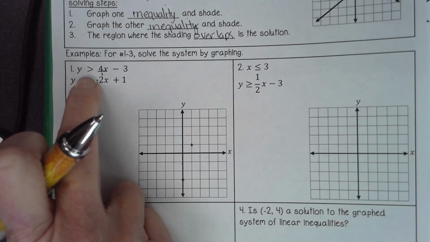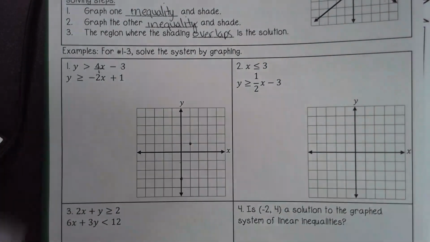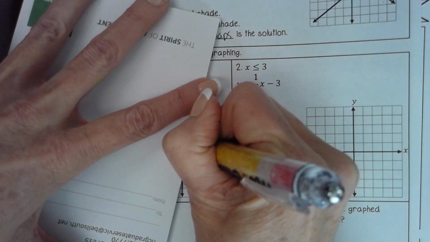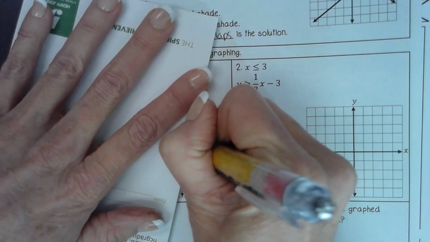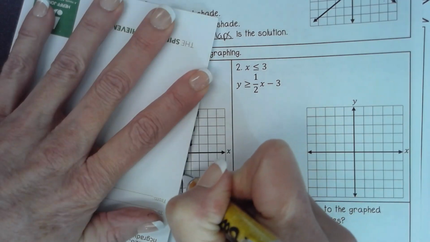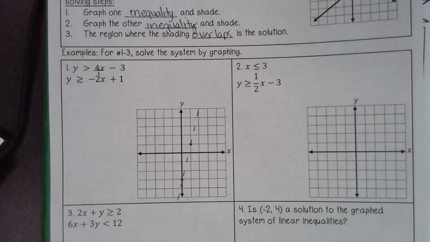Well, it's going to be a dotted line or a dashed line because there is no equal to bar. So I'm going to draw this with a dashed or dotted line, and I'm going to be very precise here. Okay, and now we need to shade.